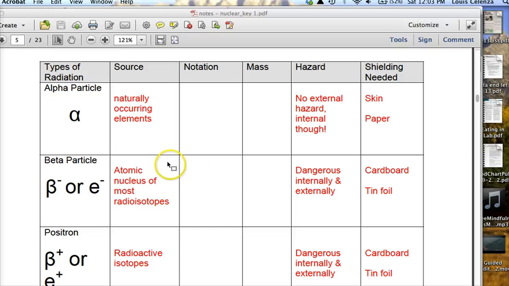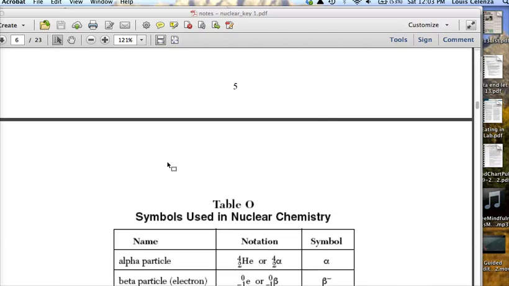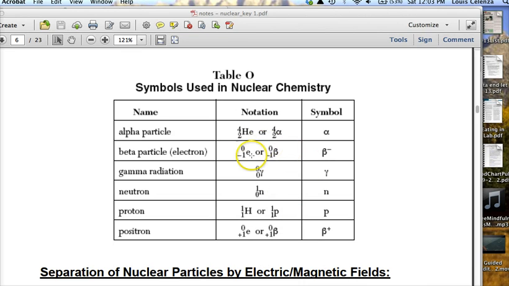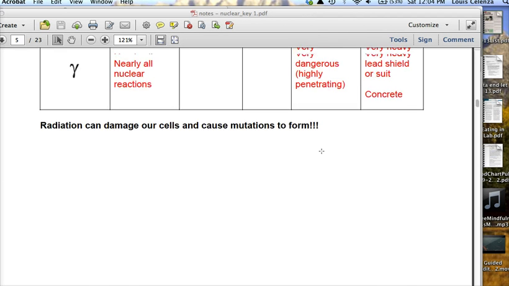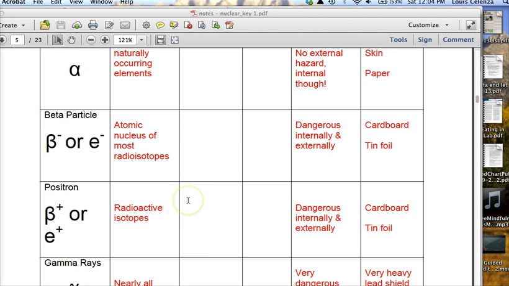The next particle is called a beta particle, and a beta particle is sometimes used interchangeably with an electron because it is very similar. Beta particles have no mass and a -1 charge, and as you can see from this table, that would be the symbol. You can use the e with a 0 and -1, zero meaning no mass, and that would be its charge. Beta particles and positrons are very similar in some ways. They both can be stopped by a piece of cardboard or aluminum foil. They are somewhat dangerous internally and externally.